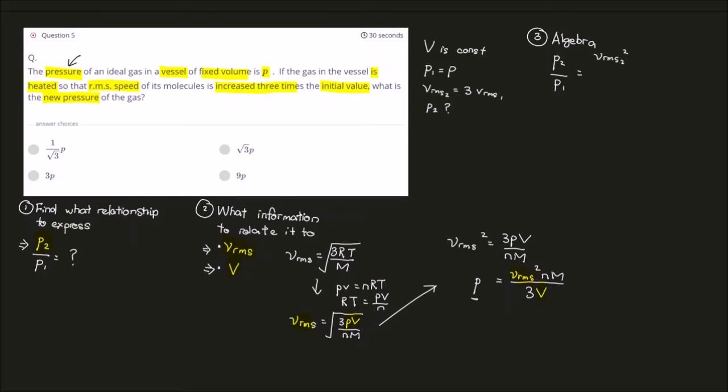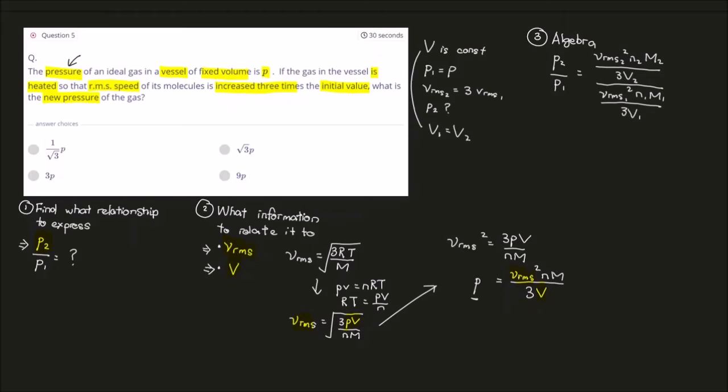So after that, you just write VRMS 2 square N2 M2 divide by 3V2. You divide by VRMS 1 square N1 M1 over 3V1. Okay, so this is what we have done now. So let's try to do something that we know from our question. We know V is constant, means V1 is equals to V2.